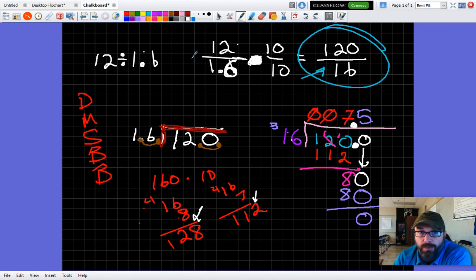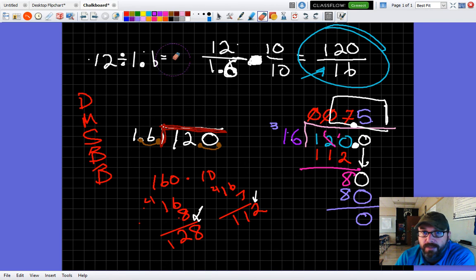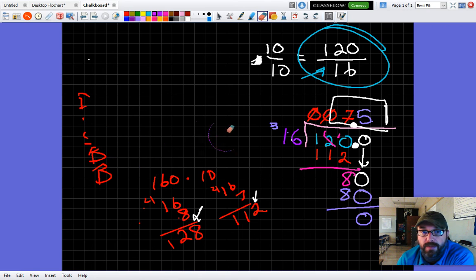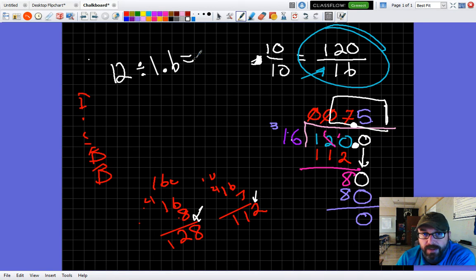I'm running out of room. 12 divided by 1.6 is 7.5. And make some room here. 12 divided by 1.6 equals 7.5. And that's how you do long division with decimals.